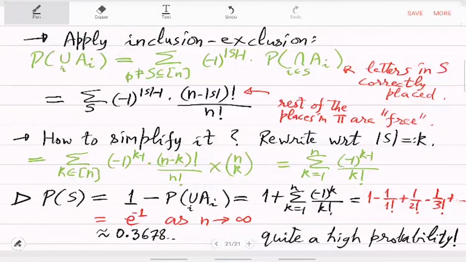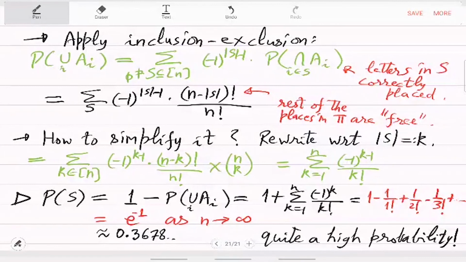Nobody would have guessed this in advance. A priori you would think, how can it be that every letter gets misplaced? But you do this elaborate calculation, and it is related to 1 over e. So this is a very nice example. It shows you how inclusion-exclusion helps simplify life.